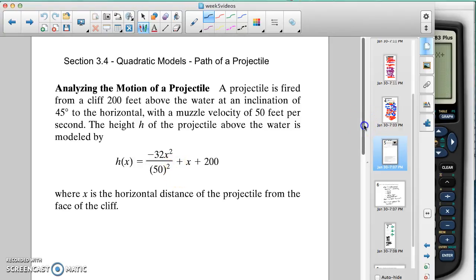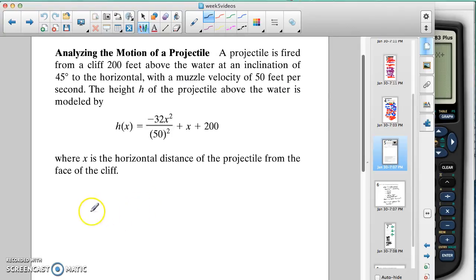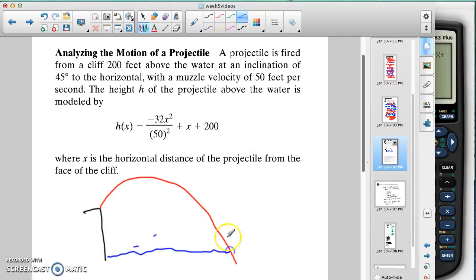Okay, if we were to look at a picture of this, we would have a cliff that we're standing upon. We're going to fire this projectile into the air at an angle of 45 degrees. It's going to go up and then back down and hit the water, which is down here, hopefully. All right, so we have an angle of 45 here. From the horizon, we're 200 feet up. So we initially start with a value of 200. If we were to put 0 in here, we would get 200. So we're initially at 200 feet above the water.